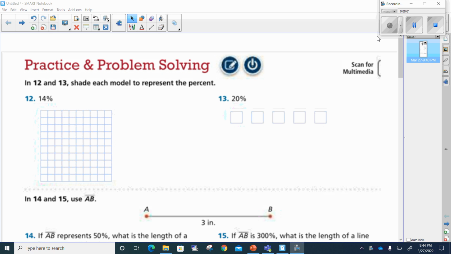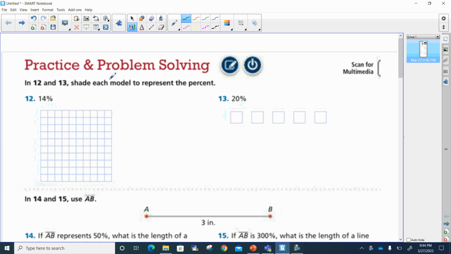Sixth graders, let's go ahead and work this homework. Number 12 here, I guess I got the even ones today. It says shade each model to represent percent, 14%.